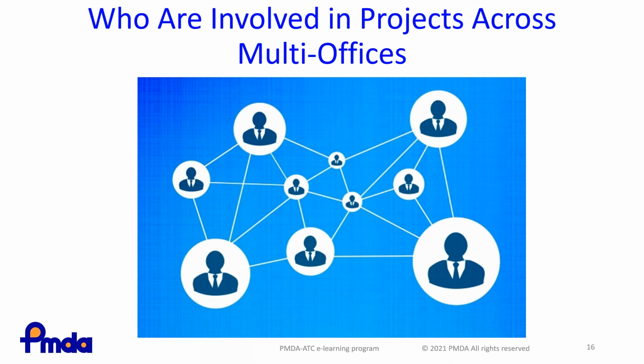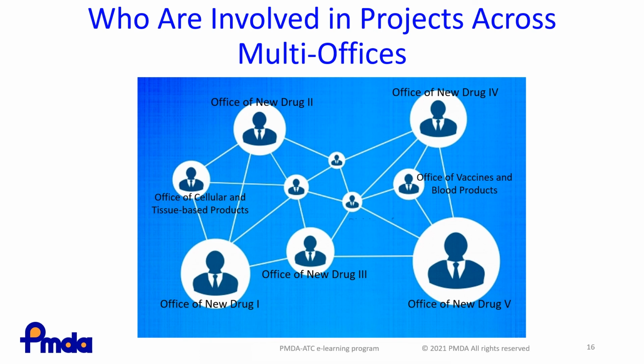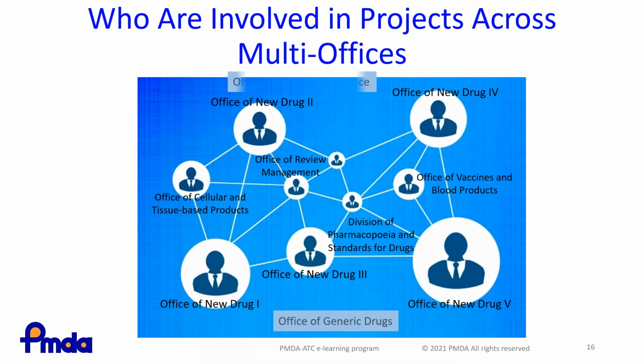Let's explain more about the staff involved in multi-office projects. For example, for a project related to the review of new drugs, not only the offices of New Drug 1 to 5, but also the Office of Cellular and Tissue-Based Products, Office of Vaccines and Blood Products, and Division of Standards and Guidelines Development are involved. In addition, the Office of Generic Drugs and Office of Pharmacovigilance also take part in projects as necessary.